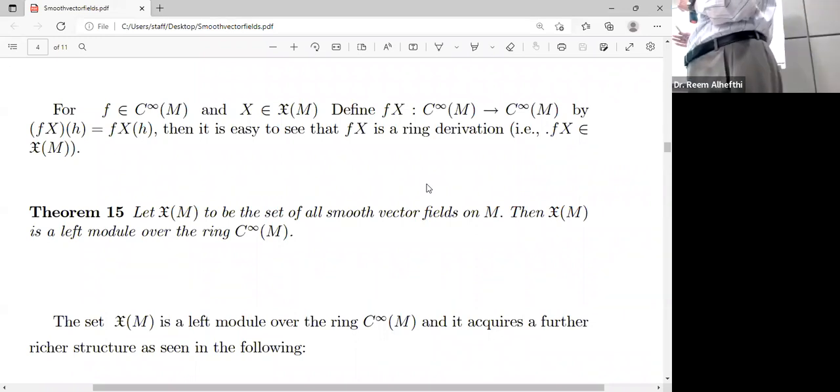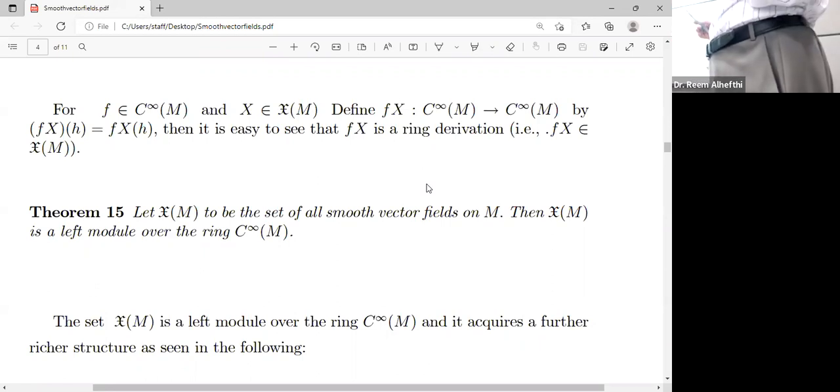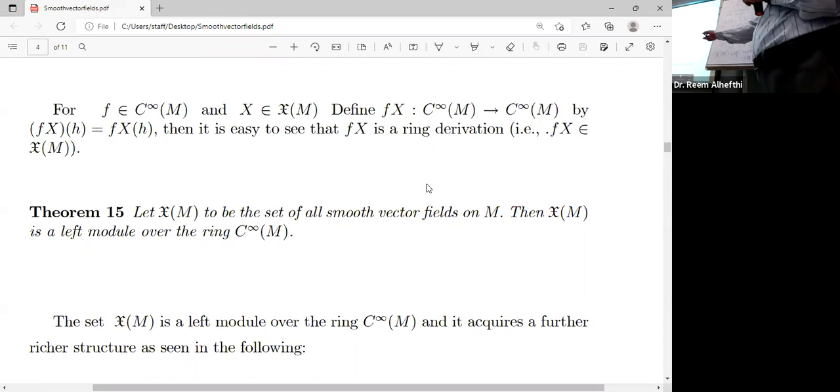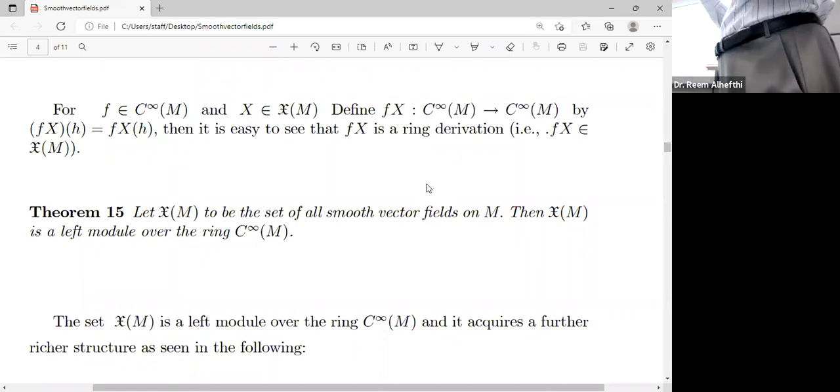Are you getting it? By definition, I want to interchange between f(p) and X_p on the right-hand side. You can't just write X_p, f(p), because here it is on the left, and that is what is important. A tangent vector operates on functions, and f(p) is a real number. If you put it there, the result will be 0, because a tangent vector of a real number is 0. So it is a left module.